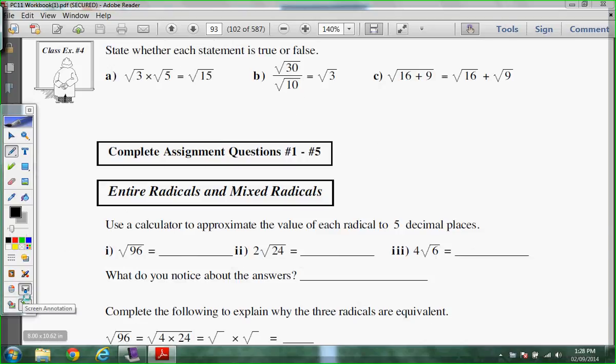All right. So this one here, state whether the statement is true or false. So just together, just out loud, is this true or false? True. It's multiplying. We're good. 3 times 5 is 15. That is allowed. True. Okay, this one here. Root 30 over root 10 is root 3. True or false? Can we divide? What's 30 divided by 10? Is that what they have? True. Okay. Root of 16 plus 9 equals root 16 plus root 9. False. We see the pluses, right? Like, this is a joke, too easy.